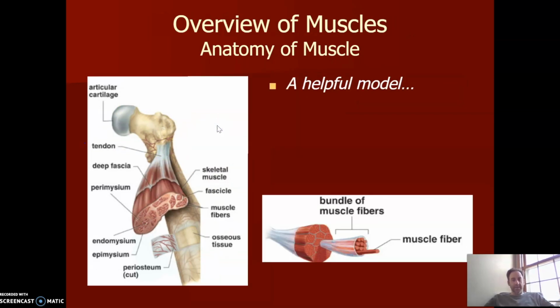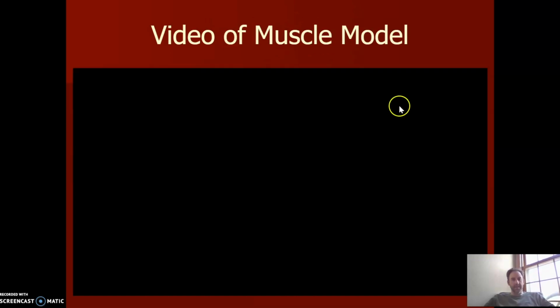So I have a helpful model that I like to make at this point that summarizes all that. But since we're doing a screencast right now, I'm going to do a little bit different approach. I'm going to play a video.